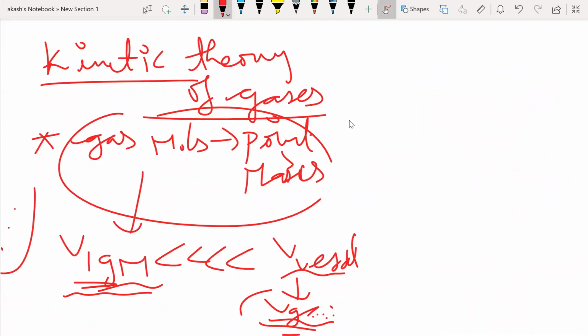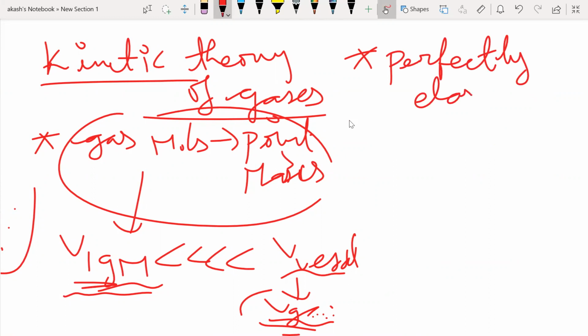The second point is that obviously we know that the gas molecules are going to undergo collisions. There are going to be two types of collisions. One, collision among the gas molecules. Second, the collision between the gas molecules and the walls of the container. And that is how the pressure is created. Hope you remember. All these collisions are considered to be perfectly elastic collisions.